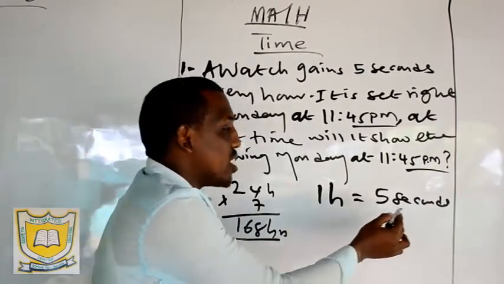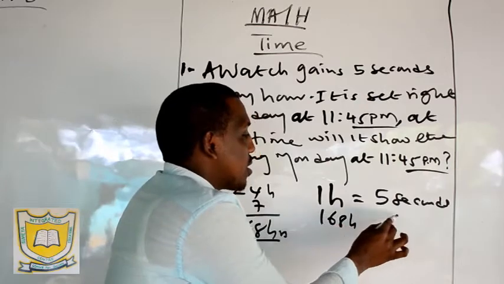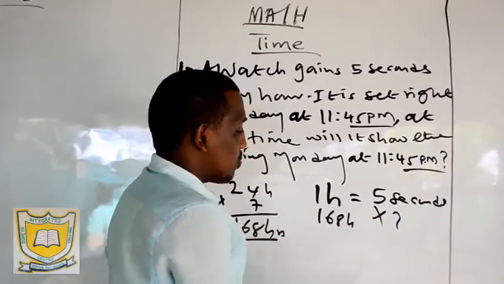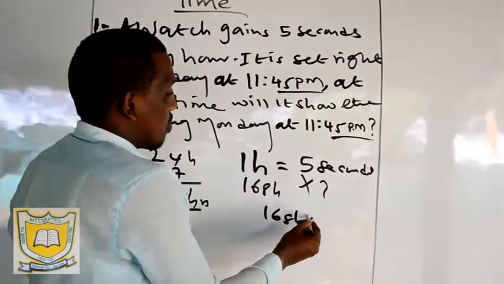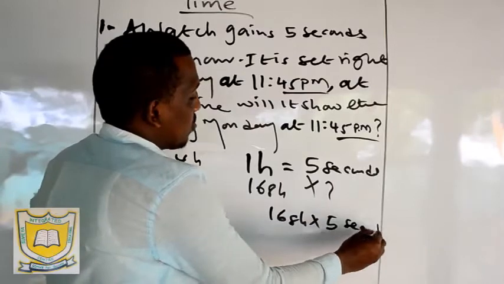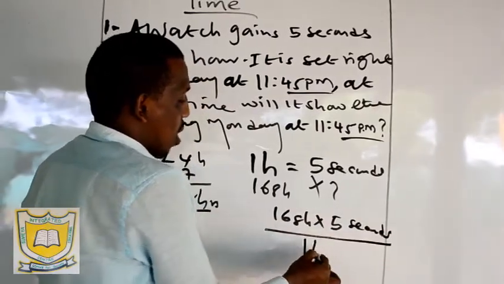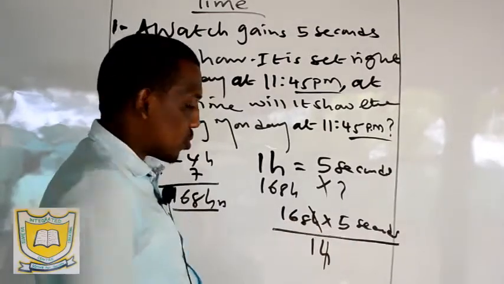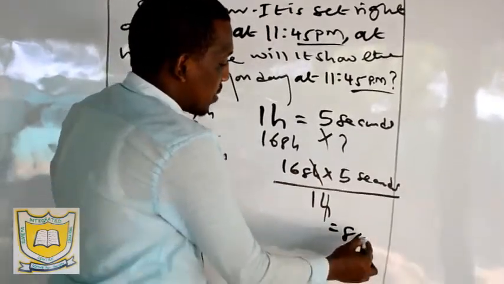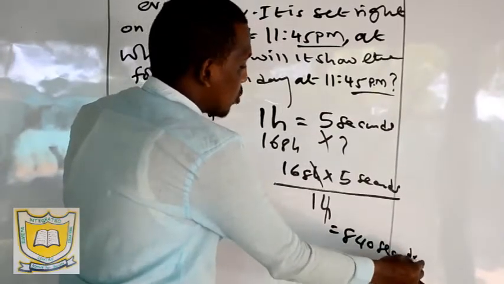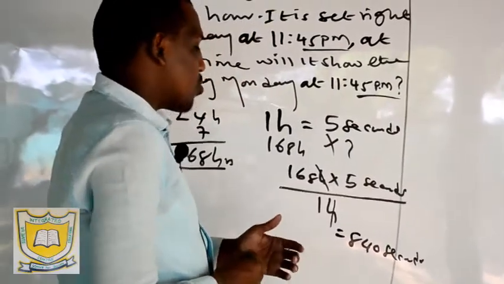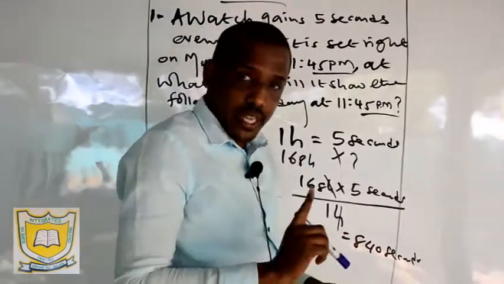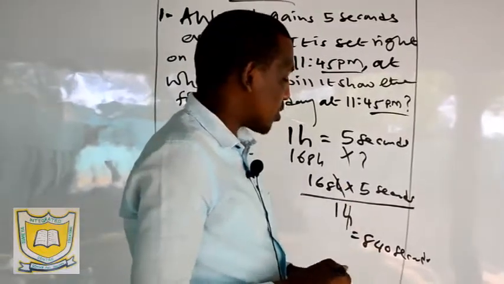So if 1 hour it was gaining this, what about 168 hours? Cross multiply. So let us get now how many seconds. So here you say 168 hours multiplied by 5 seconds over 1 hour. The hours cancel. So 168 times 5 seconds, here you will get 840 seconds. Now you will change it into minutes, and we say 1 minute has got 60 seconds.